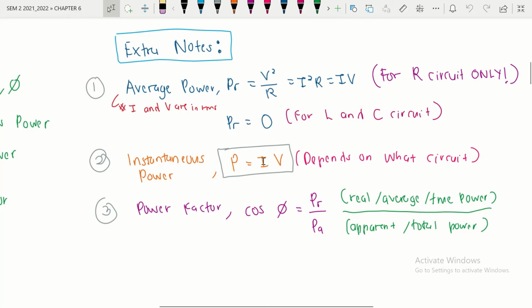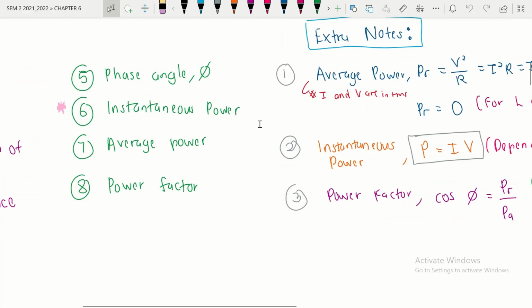Instantaneous power kita akan pakai power equals to current darab dengan voltage. Tapi it depends on what circuit. Sebab akan ada circuit yang tak ada instantaneous power. And power factor dia adalah real average ataupun true power bahagi dengan apparent ataupun total power.